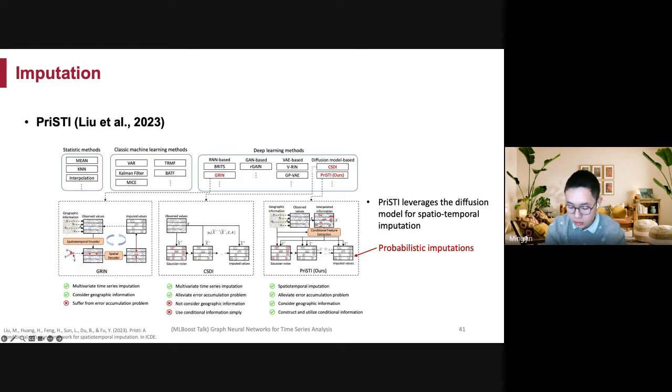And we could also do probabilistic imputation with a model, for example, with the diffusion model in this case. This method will try to use diffusion models that are trained on a given data distribution. So based on that, we can sample the possible observations to fill those missing periods.